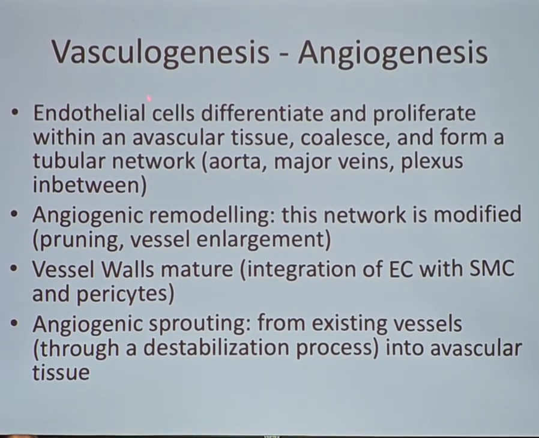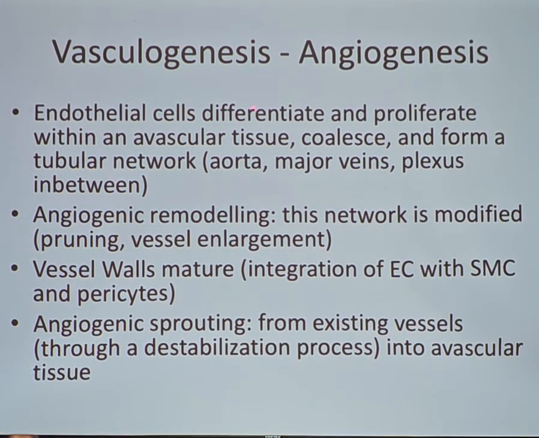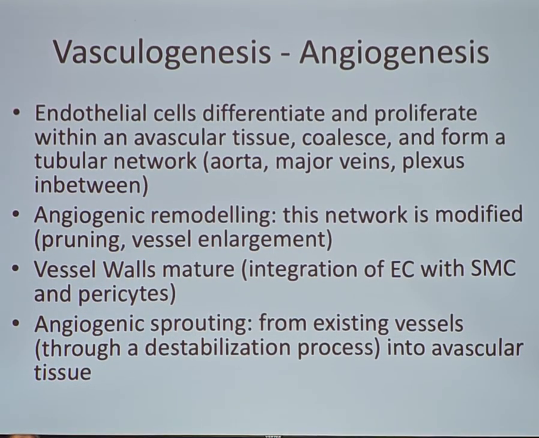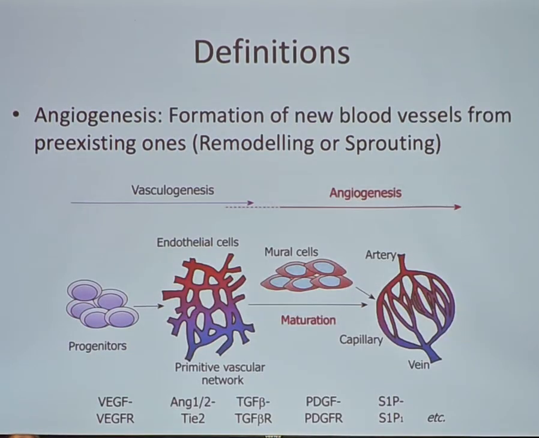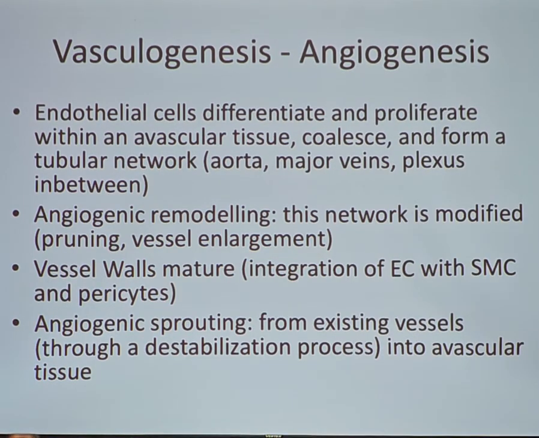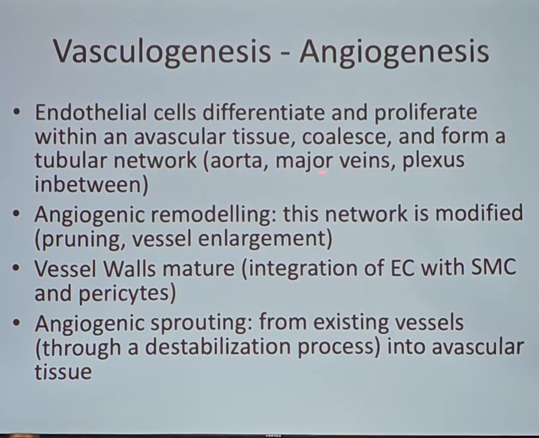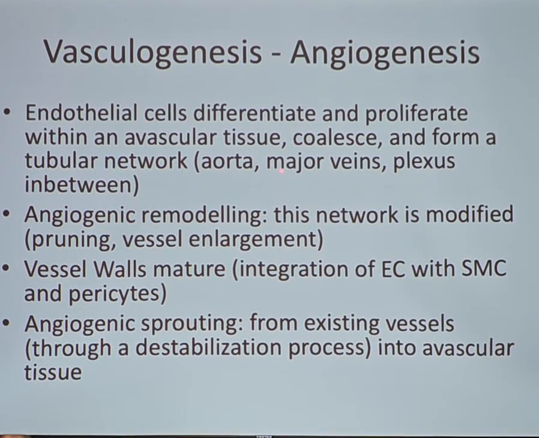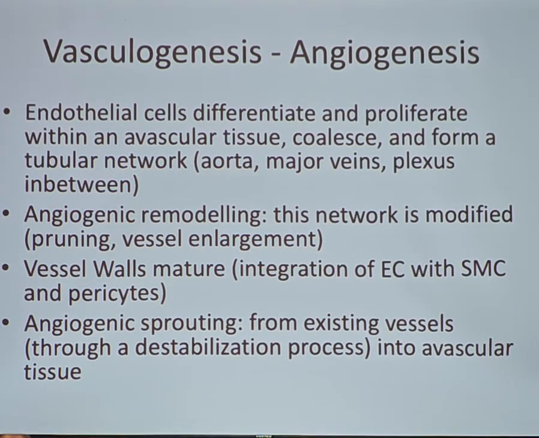During vasculogenesis, these endothelial cells differentiate and proliferate within a primary avascular tissue. They coalesce and they form a tubular network. This is this primitive vascular network that is demonstrated right here. And from this primitive vascular network, we have then the development of the aorta, the major veins, and the plexus, which will become the capillary bed in between.